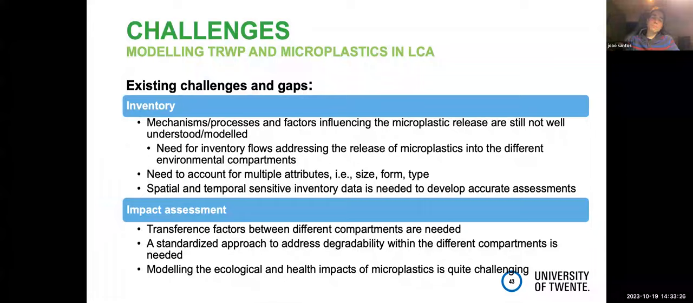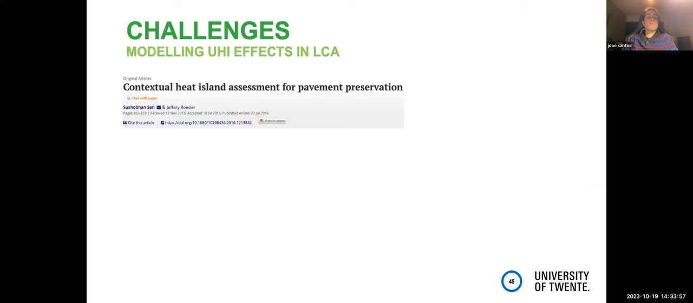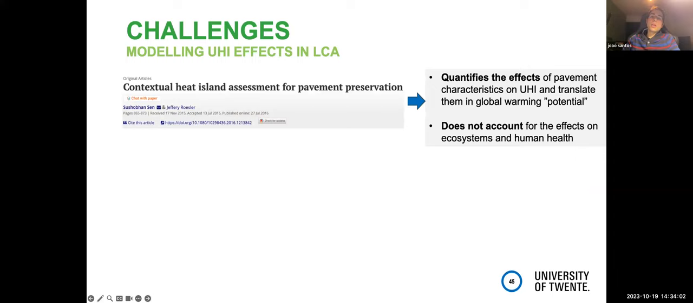The second challenge that I'm sharing with you relates to the modeling of urban heat island effects in LCA. Urban heat island effects commonly take place during the use phase of the pavement, and they represent an increase of the temperature in urban areas in relation to the surroundings. The most comprehensive study was done by Sen during his PhD. He quantified the effects of the pavement characteristics and translated them into global warming potential. However, it didn't account for the effect of the urban heat island on ecosystems and human health.